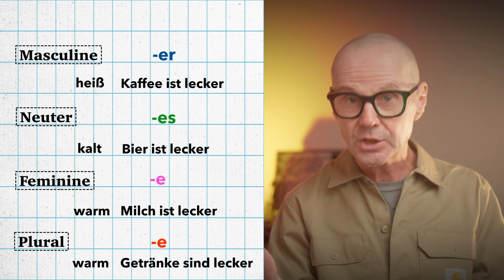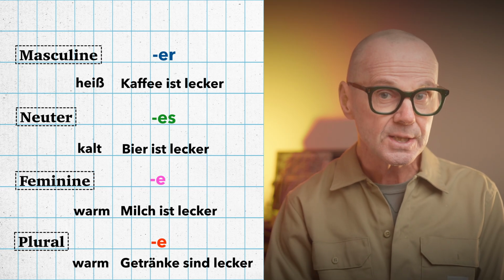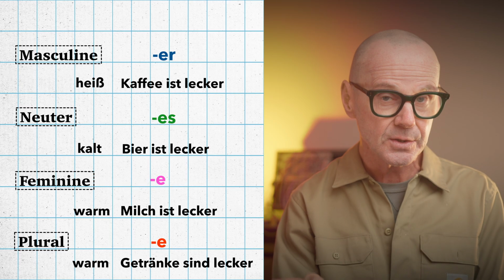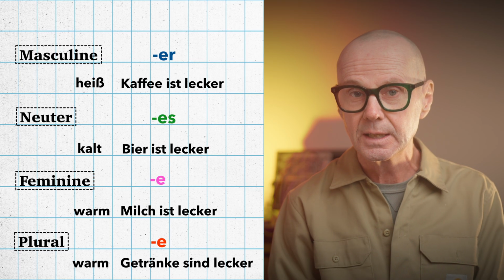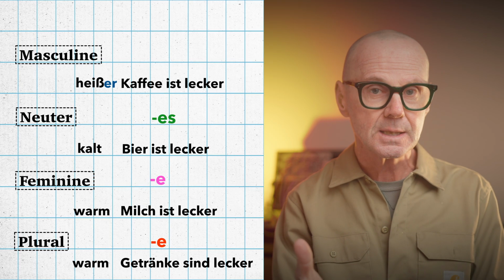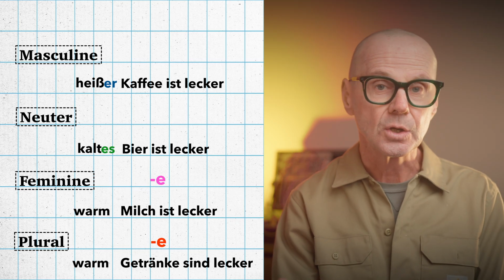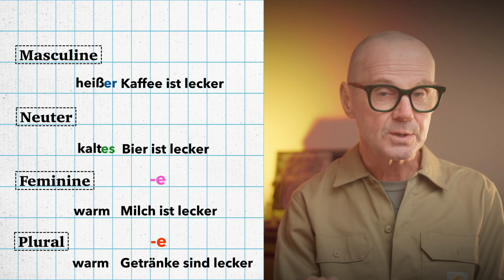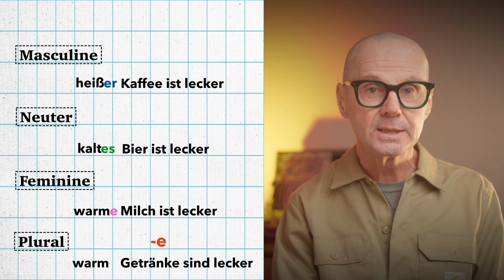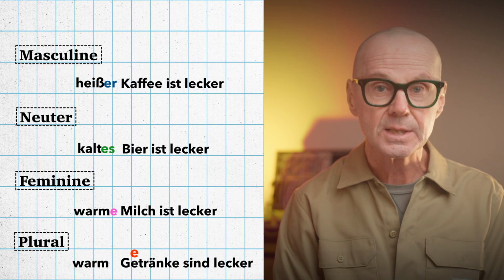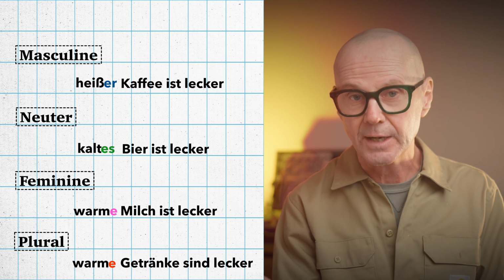Now, used like this, the adjectives definitely need some kind of ending. But which ones? Well, we need those very same endings that hint at the gender of the nouns that we've just established. It was some kind of a for masculine because it was der Kaffee, so heißer Kaffee ist lecker. It was some kind of s for neuter nouns because it was das Bier, so kaltes Bier ist lecker. And it was an e for the others because we use the article die, so it's warme Milch ist lecker. And the same for plural drinks. Warme Getränke sind lecker.